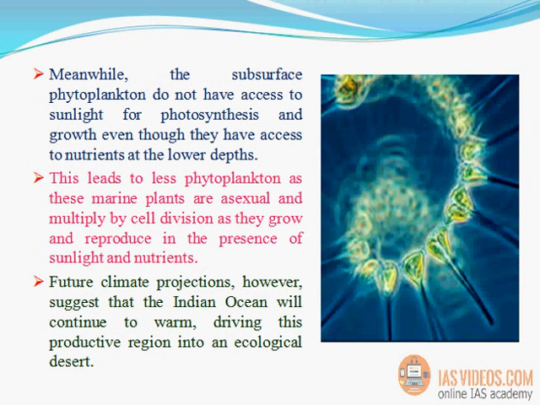Meanwhile, the subsurface phytoplankton do not have access to sunlight for photosynthesis and growth, even though they have access to nutrients at the lower depths. This leads to less phytoplankton as these marine plants are asexual and multiply by cell division, as they grow and reproduce in the presence of sunlight and nutrients. Future climate projections, however, suggest that the Indian Ocean will continue to warm, driving this productive region into an ecological desert.